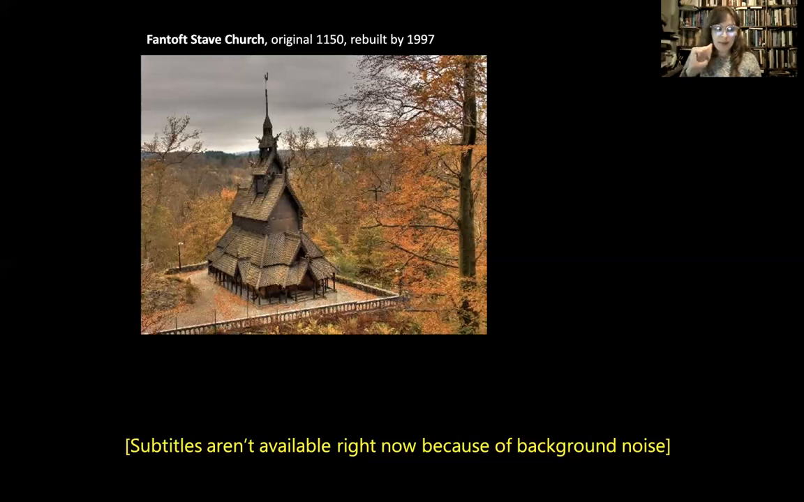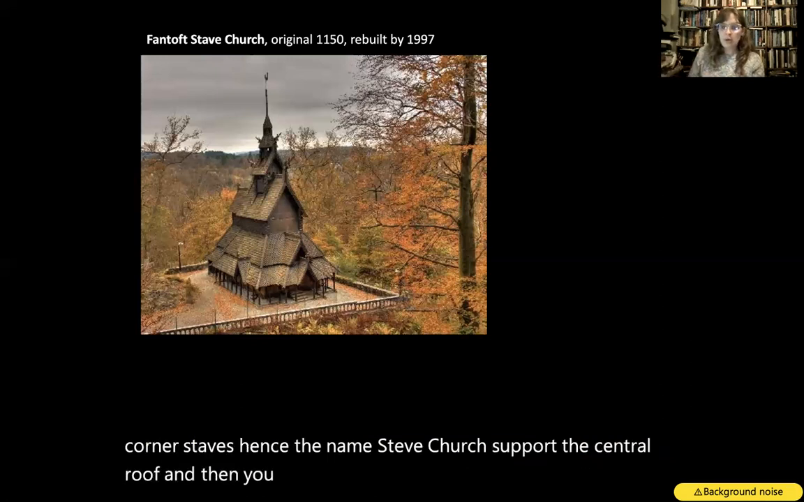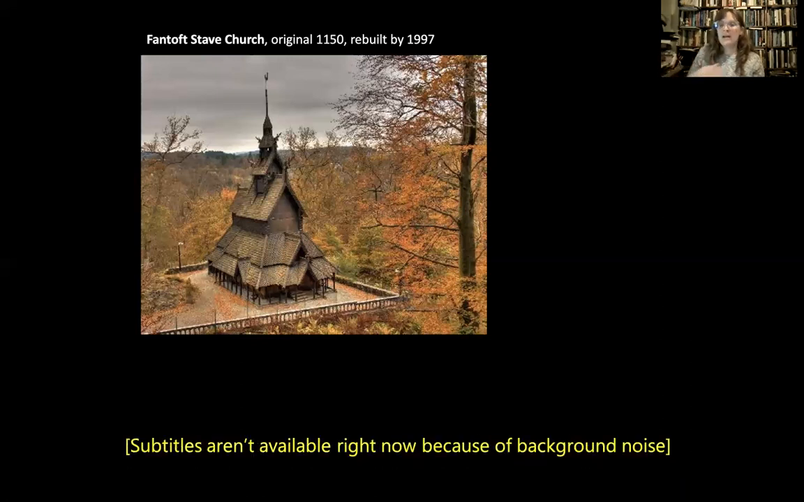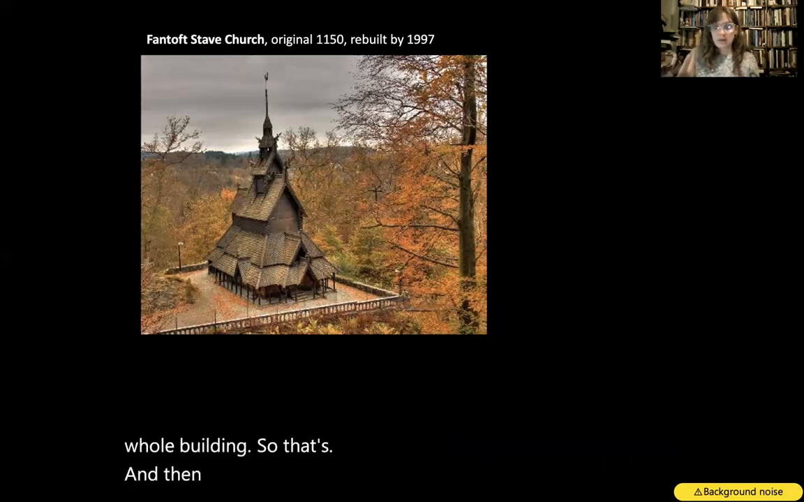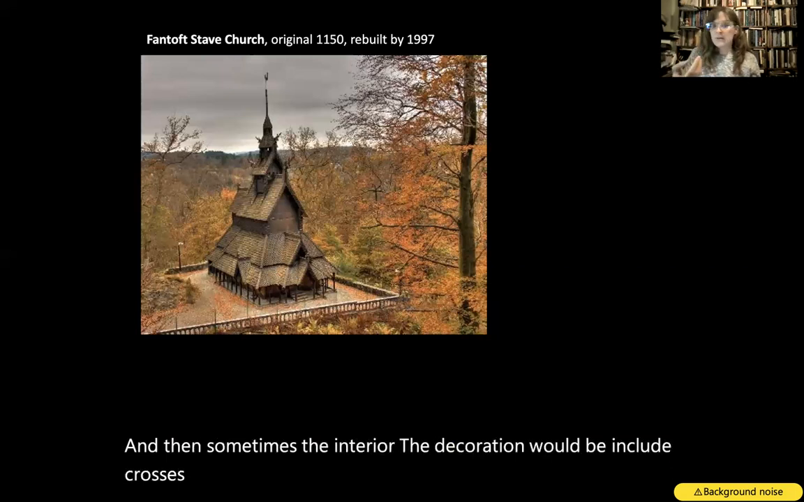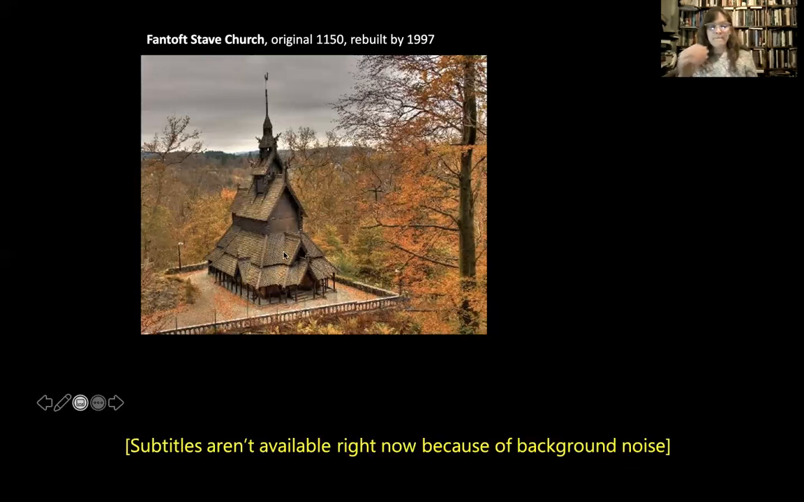It would be a basilica style plan, although on a smaller scale. So four corner staves, hence the name stave church, support the central roof. And then you have interior posts that would create the effect of having a nave and side aisles and the narthex and the choir and so on, all the aspects that we've talked about. Sometimes there would be a rounded apse attached to the choir. And as you can see in this example, a very steep roofed gallery goes around the whole building. The decoration would include crosses as you would expect, but also sometimes dragons on the gables, to protect the church from trolls and stuff like that.